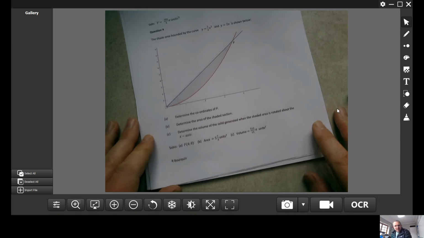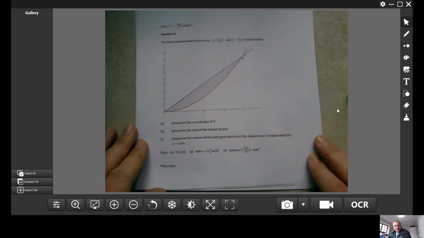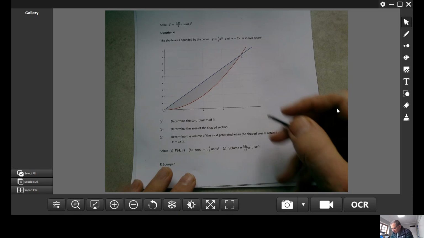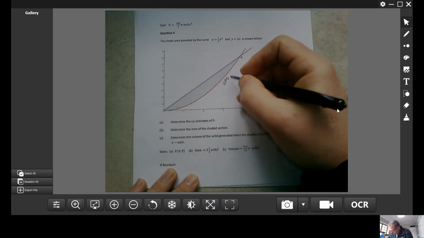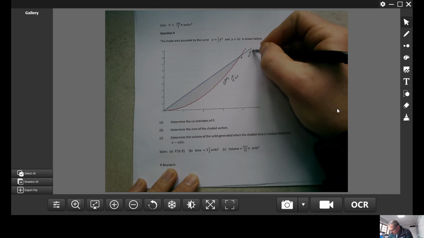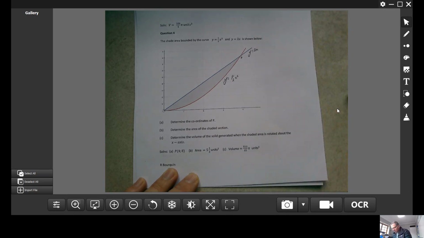Right, I think this came from a past paper. I'm not sure. All right, so question 4. The shaded area is bounded by the curve. Here's the curve, there's a parabola part of the curve, y is equal to a half x squared. This over here is the line y is equal to 2x. First question, find the coordinates of P.